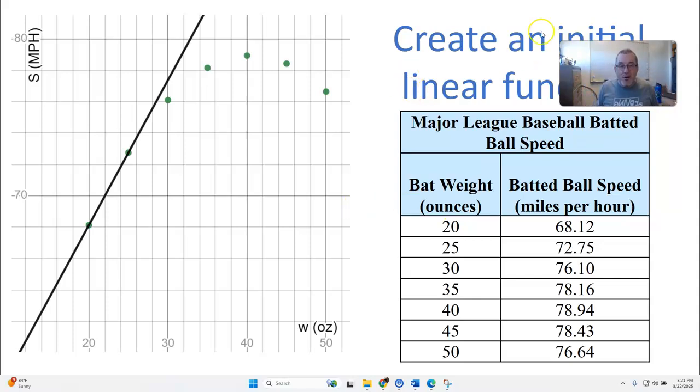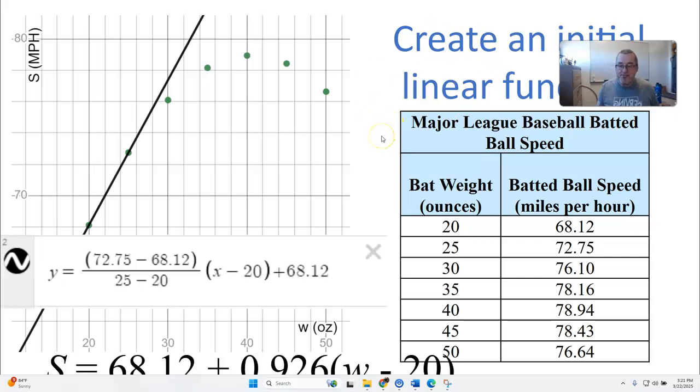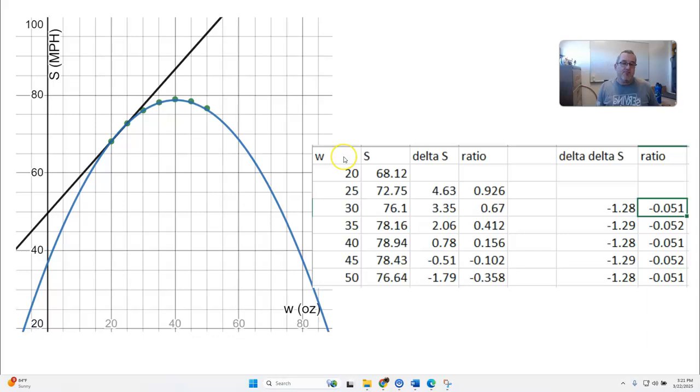So let's continue our process to find that quadratic term. Here's how we do it. So just for my sake of my PowerPoint, I dumped everything into a spreadsheet. So there's the original weights, there's the original speeds, and then here's the change, delta, the change in S. So remember that initial 4.63? And we divided it by 5 to get 0.926. Well, let's do that all the way down. So the change from here to here, 4.63. The change from here to here, 3.35. The change from here to here, 2.06. The change from here to here.